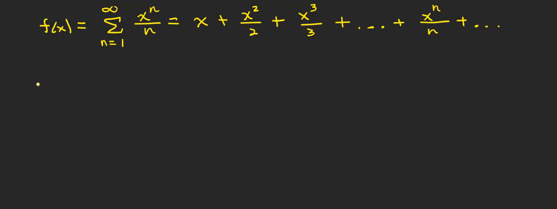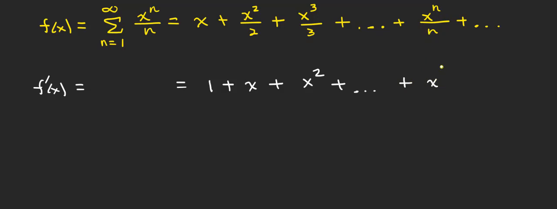Now, how would you find f prime of x, the derivative of this function? Well, let's find the derivative of each term. So what do you get? 1 plus x plus x squared, and so forth. So that will be, the n cancels out, you get x to the n minus 1. Now, what about the summation? The derivative of that will be just x to the n minus 1.